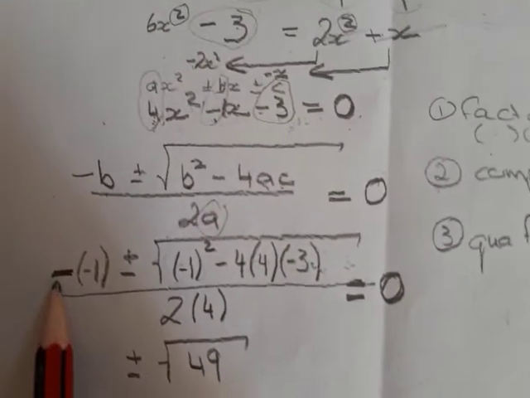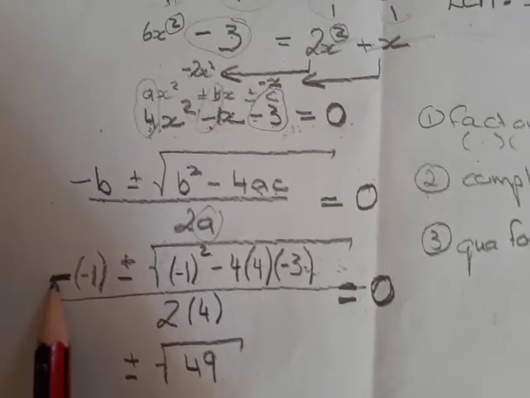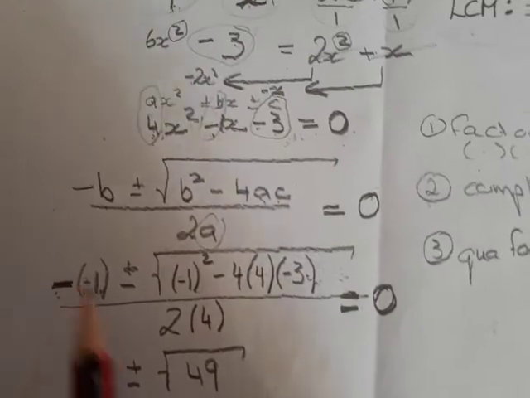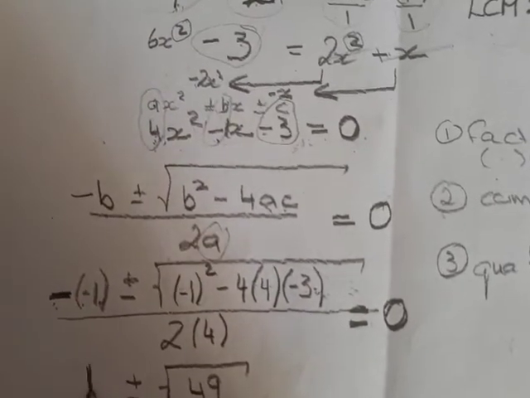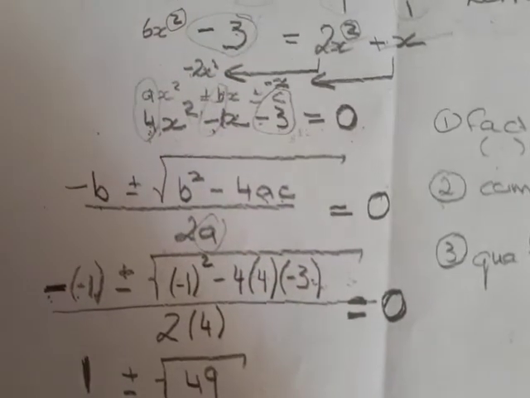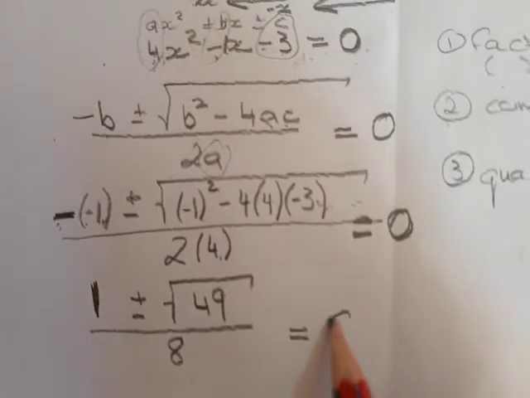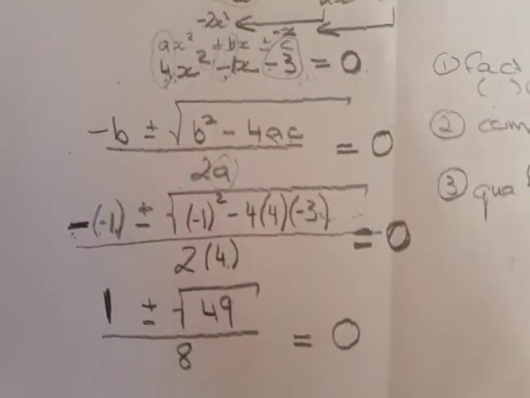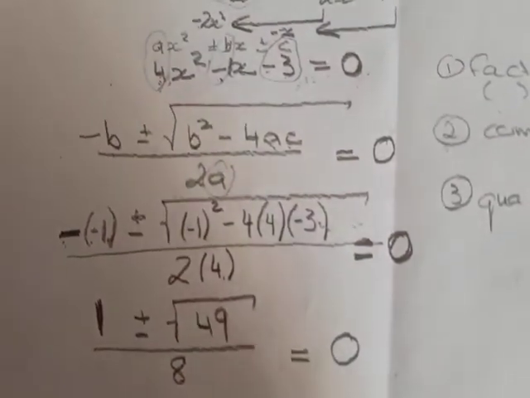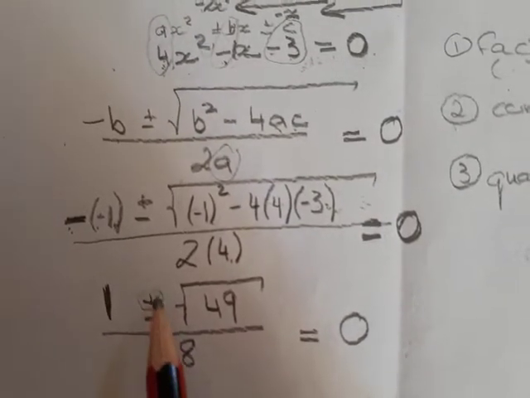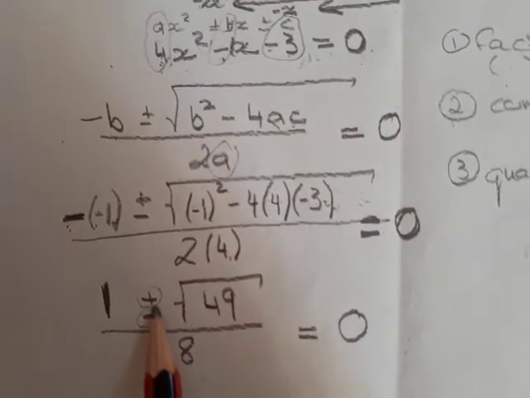Now let's look at that one. You have a minus negative 1. Negative times negative, people, becomes positive, so this is a 1. And then below we have 2 times 4 is 8, and that is equal to 0. Now you've got 2 possible answers, people. You have a plus square root and a minus square root.